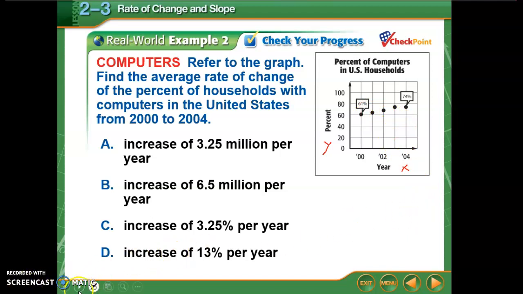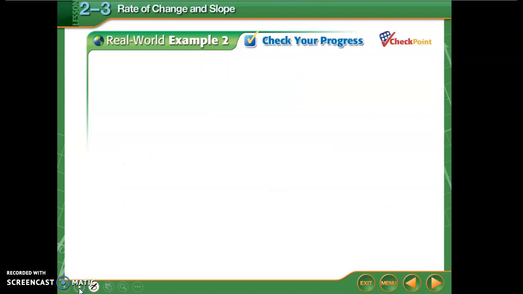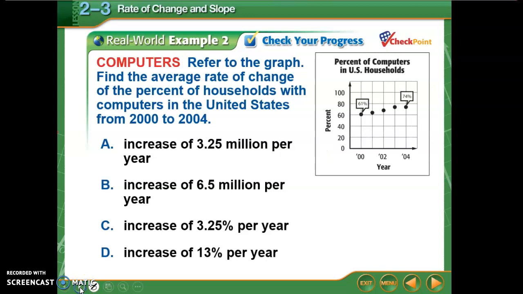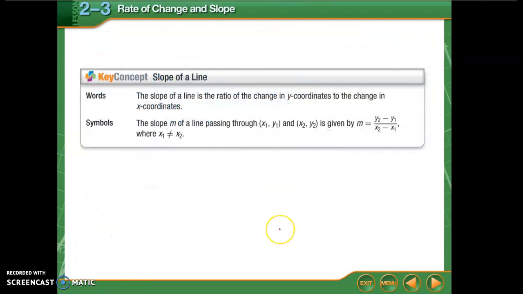Okay? All right. Let's see what's our answer. So the best answer here is going to be 3.25% per year. That's the percent of increase. All right, let's move on to slope.